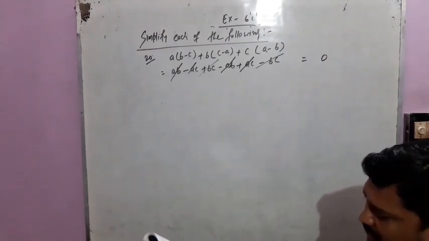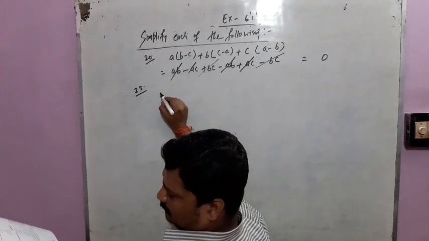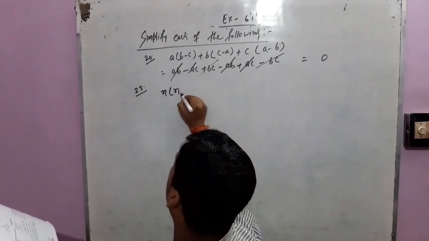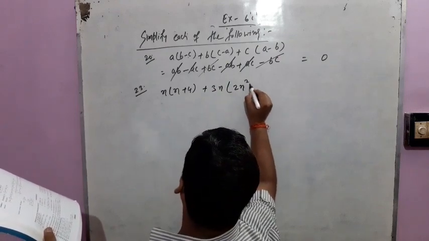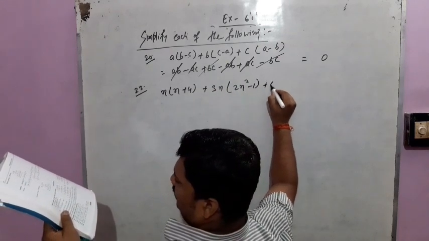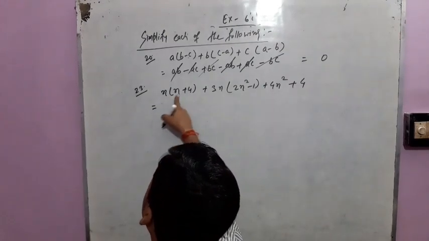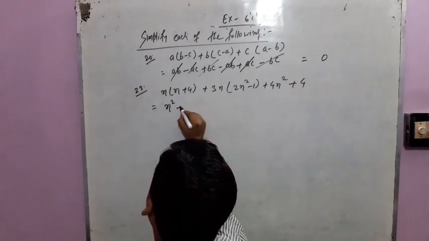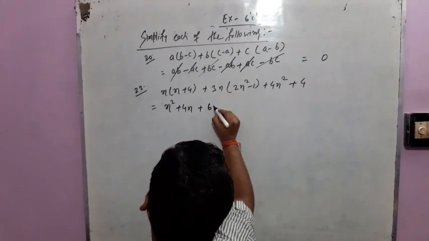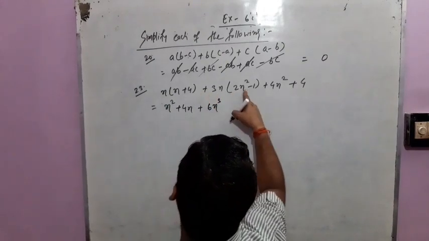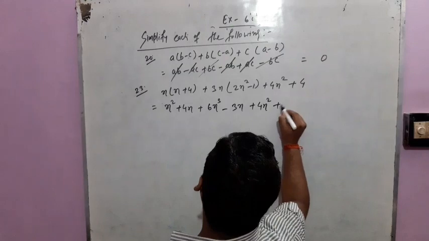Now look, one more question here, question number 23: x into x plus 4, plus 3x into 2x square minus 1, plus 4x square plus 4. Now look here friends, multiply the terms. x into x, x square, x into 4, 4x, 3 into 2, 6, and x into x square, x cube. Now plus minus 3x, 1 into 3x, plus 4x square plus 4.